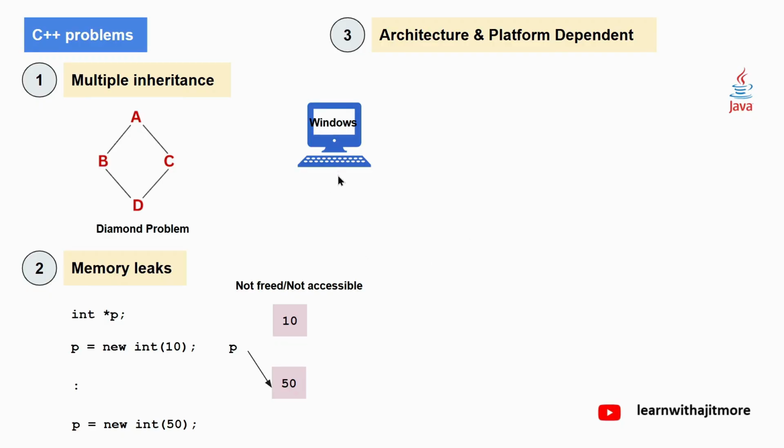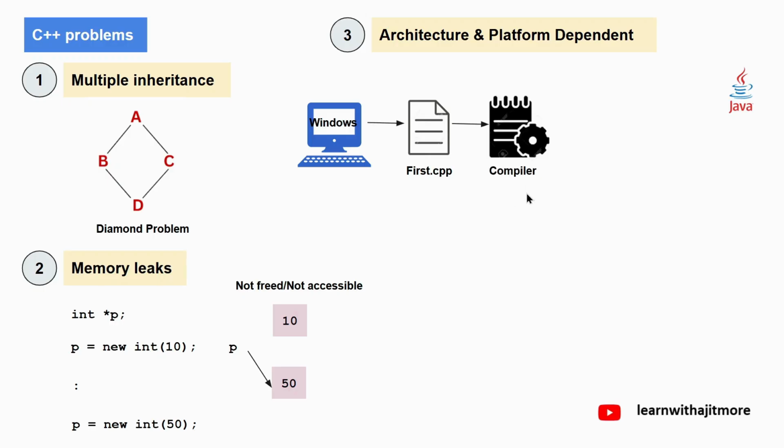Assume this is your Windows system, and on Windows you have created your C++ program, and then that C++ program you're giving to the C++ compiler. And what is a compiler? It's a translator, which translates high level code to machine language, and it does the entire translation. It does complete translation. So the compiler will take your C++ code and find out any errors.